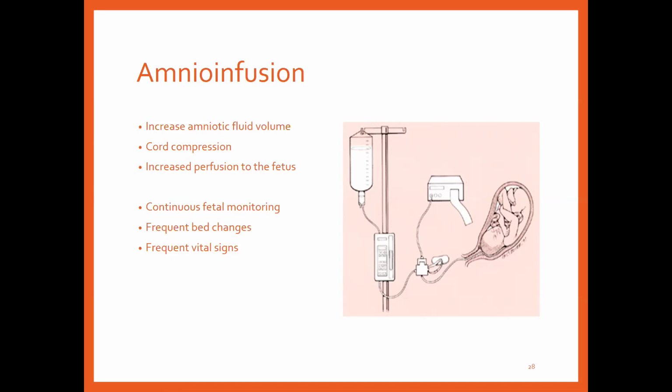So the amnio infusion helps to perfuse the babe and can be used for preterm labor with a premature rupture of membranes. We do continuous fetal monitoring. We do frequent bed changes because you put that fluid in, it's going to come right back out. So it's kind of like doing a suppository, putting fluid in your rectum. And then we have to do frequent vital signs.